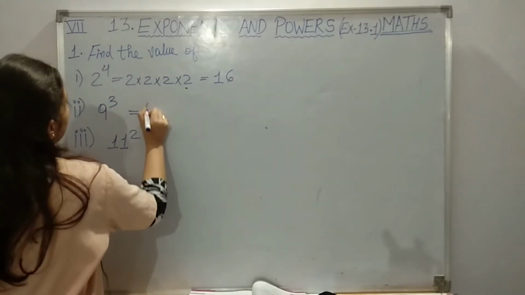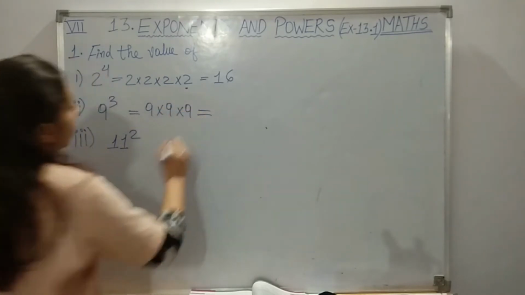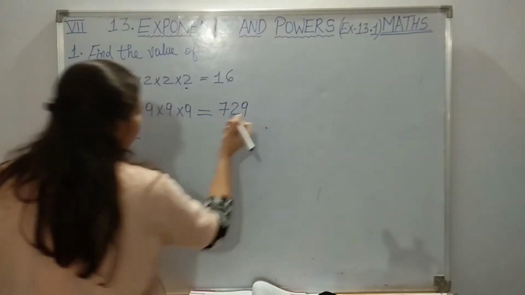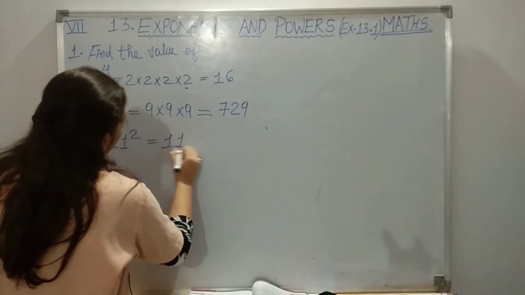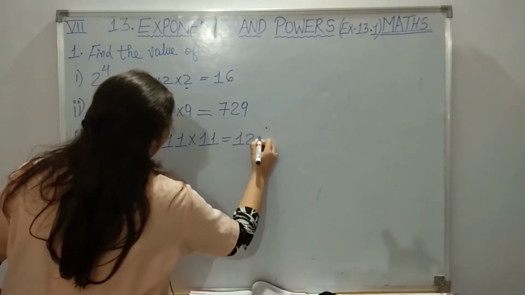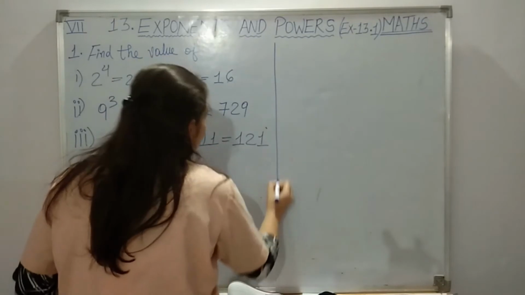Okay. So here 9 will be multiplied 3 times. So 9 into 9 into 9. 9 9s are 81. 81 9s are 729. Clear, students? Then 11 square. 11 will be multiplied 2 times. 11 into 11 will give us 121. Got it?